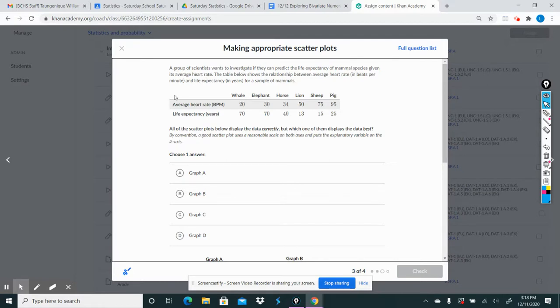in this case, the average heart rate would be your x-axis. So that would be your x-axis. This would be your y-axis. So when you're looking at your graphs, make sure you choose appropriately. So which scatter plot displays the data correctly, but which one of them displays the data best?